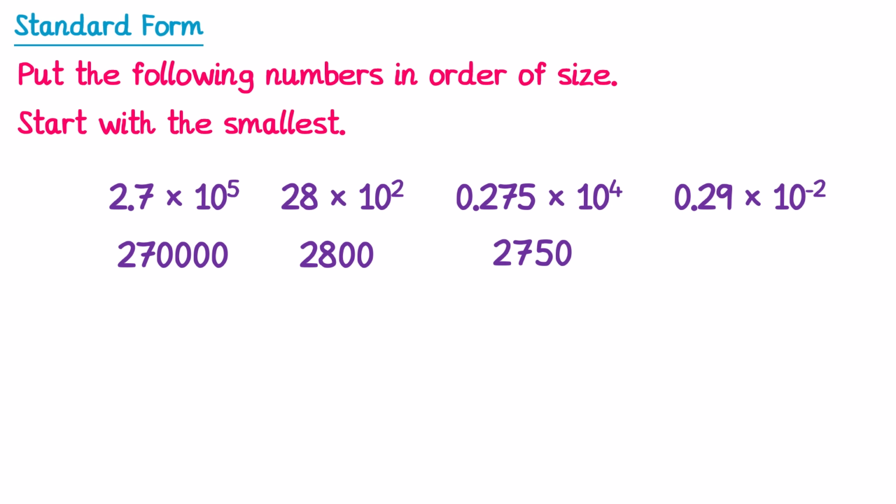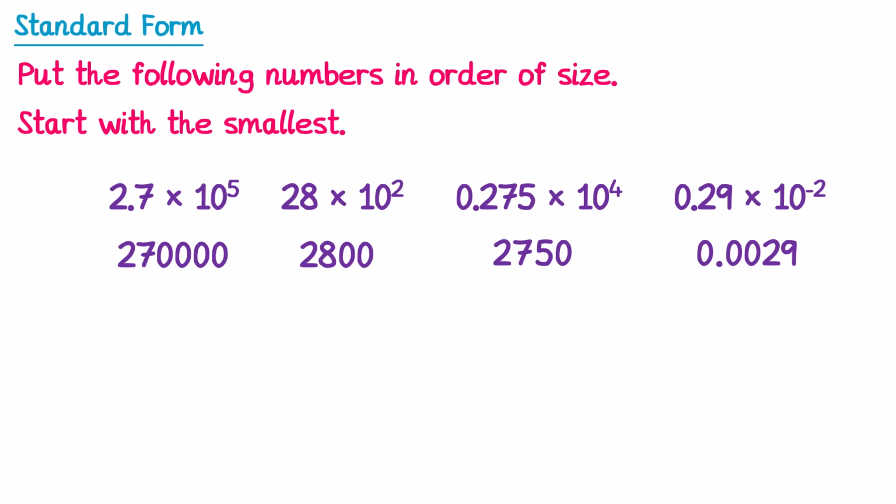And on to the final one, we've got 0.29 times 10 to the power negative 2. Remember, if it's a negative, we're going to divide by 10. So we're going to divide it by 10 2 times. If we divide it by 10 once, we get 0.029, and a second time 0.0029.